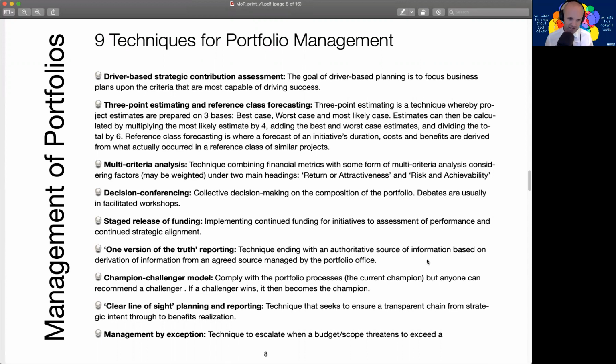For example, staged release of funding. Staged release of funding means that we don't just give a project all of the money you need to run your project. So we're dividing projects and programs up into stages, and based on the benefits, based on the business justification of the project, then we're releasing more funding for further stages. So there's lots of different techniques here. I'm going to go through those and be able to see where they're being used at different parts in the definition cycle and the delivery cycle.